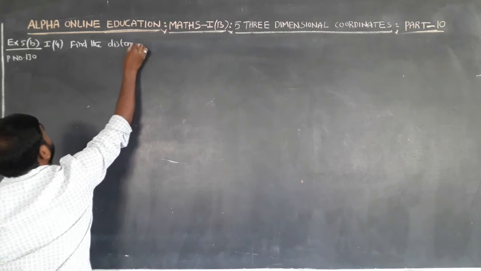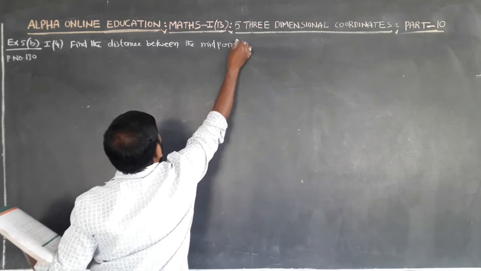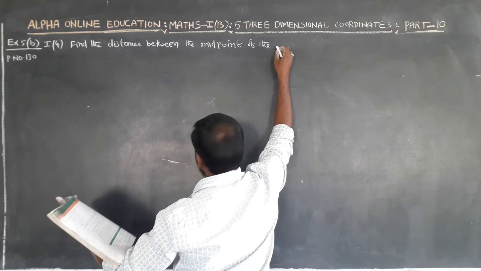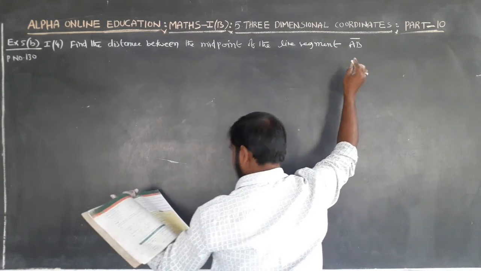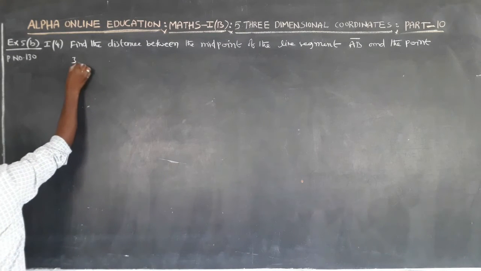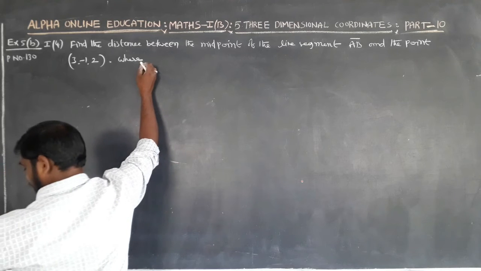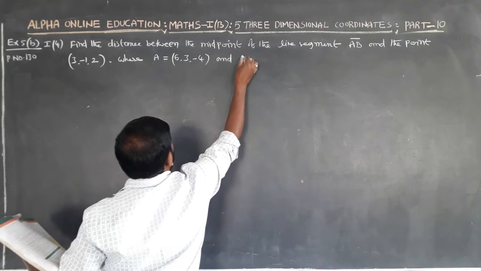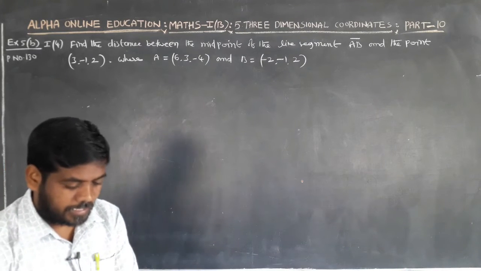Find the distance between the midpoint of the line segment AB and the point (3, -1, 2), where A is the point (6, 3, -4) and B is the point (-2, -1, 2).